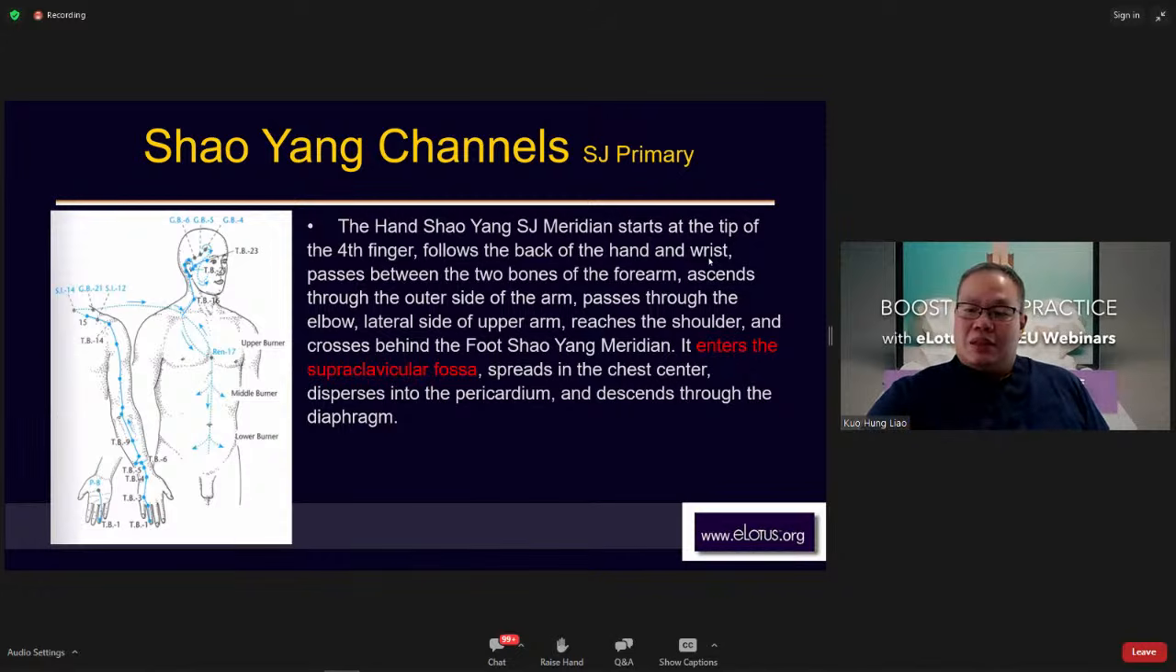Okay. So once you enter the supraclavicular fossa, it sprays into the chest, enters and descends into the pericardium. So it sprays out into the chest and descends through the diaphragm and goes down. Okay.